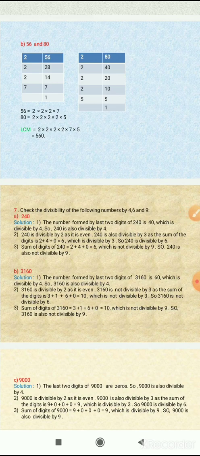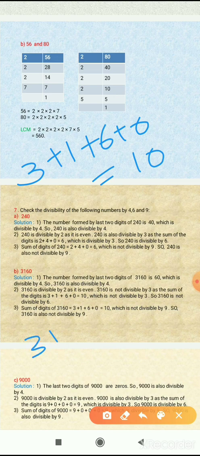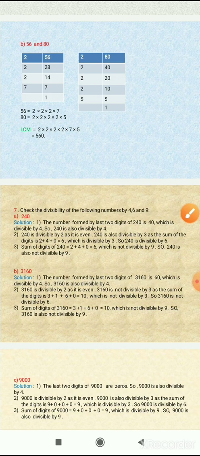If it is divisible by both 2 and 3, then it is divisible by 6. But here 3160 is divisible by 2, but it is not divisible by 3. So 3160 is not divisible by 6. Now we will check divisibility by 9. Sum of digits 3 plus 1 plus 6 plus 0 is equal to 10, and 10 is not divisible by 9. So 3160 is also not divisible by 9. Okay student, in this way we check divisibility of the given number by 4, 6 and 9.